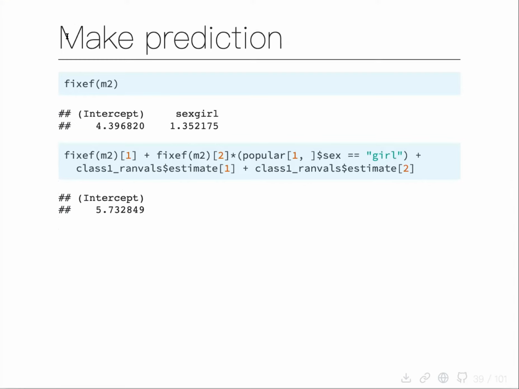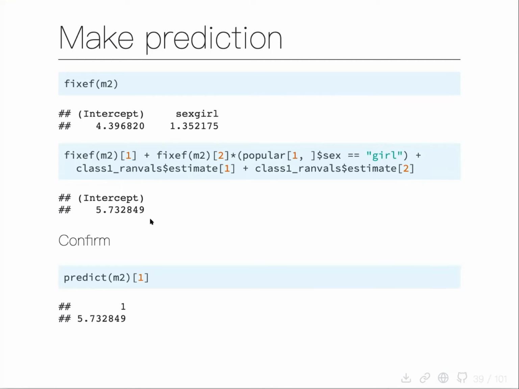So to make our prediction, we're gonna pull the fixed effects out, which I've used this fix F1, and we get this intercept and this coefficient for sex. So we have our overall intercept, 4.39, plus our overall slope, 1.35, times whether the data was coded as girl or not, plus the random classroom deviation from the intercept, plus the classroom deviation for the slope. And then we end up with 5.73, which we can confirm, we actually already did this, but we can confirm that that is indeed what we get back from predict.